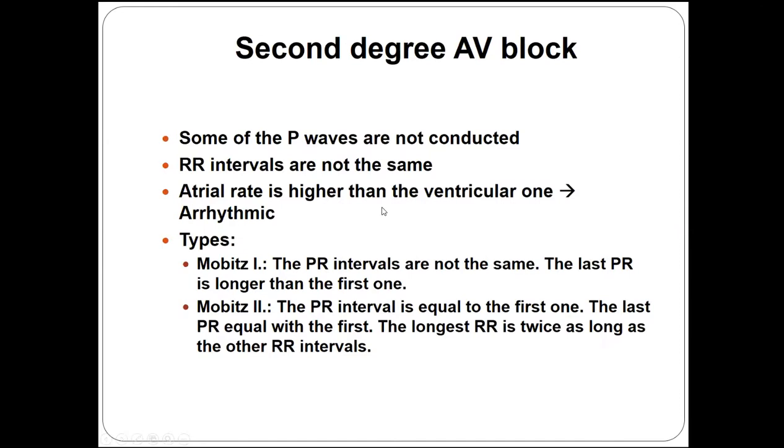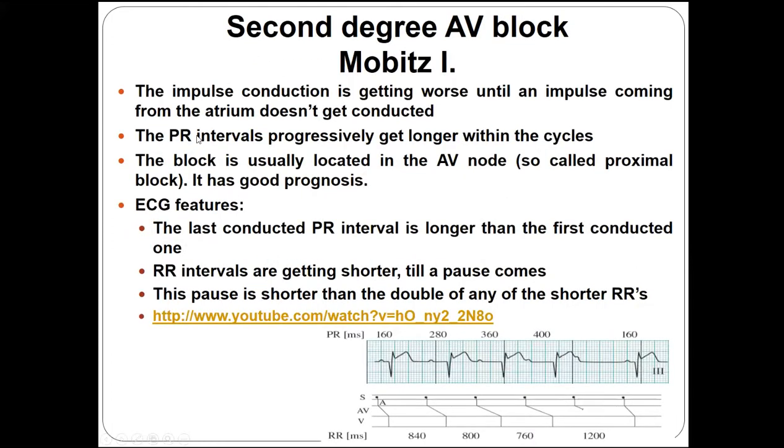Okay. Second degree AV block, as we said, is when the P wave comes regularly, but some P is not followed by a QRS. And the RR intervals won't be the same. For sure, when the P is not followed by a QRS, it won't be the same. There are two types, Mobitz type 1 and Mobitz type 2. Let's look at Mobitz type 1 first.